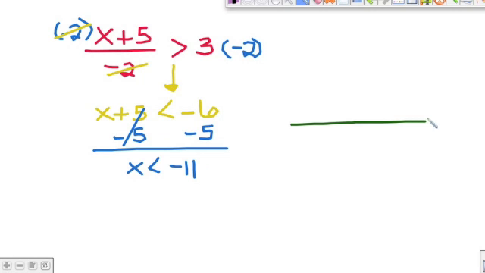And remember, because it's negative, smaller means we're going farther away from 0. So like maybe toward negative 20. It is an open circle because it's not an equal to, and my line's going to go in this direction. All right, let's try another.